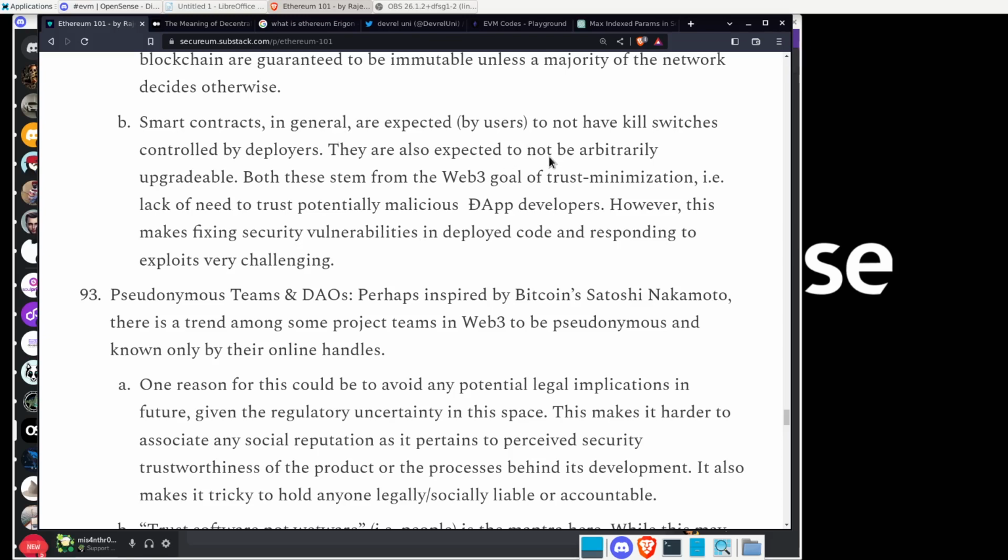Okay, not arbitrarily upgradable. They are also expected to not be arbitrarily upgradable. Both these themes from the Web3 goal is trust minimization, lack of need to trust potentially malicious app developers. However, this makes fixing security vulnerabilities in the deployed code and responding to the exploit very challenging.